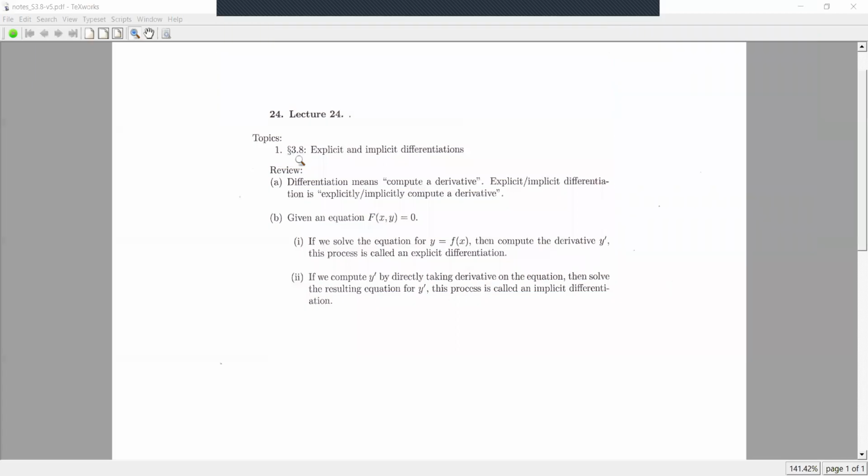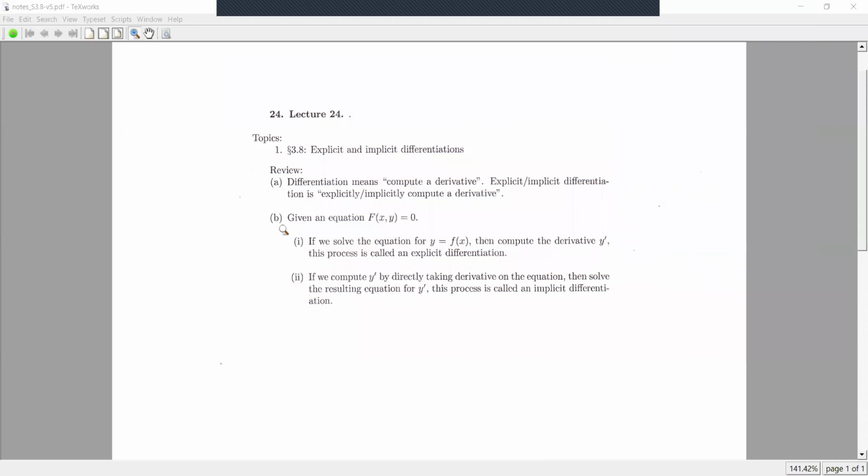Today, more examples about section 3.8. Take a review. Review number 1. Differentiation means compute a derivative. So, explicit differentiation means explicitly compute a derivative. Implicit differentiation means implicitly compute a derivative.